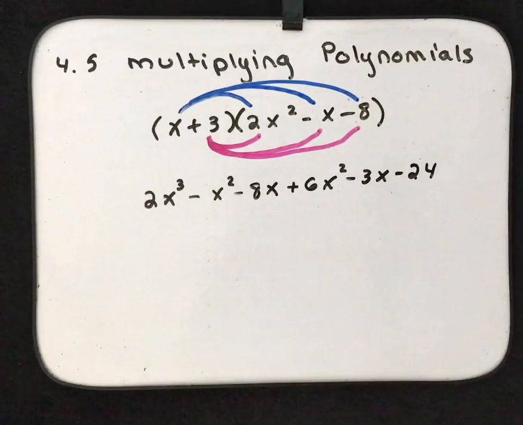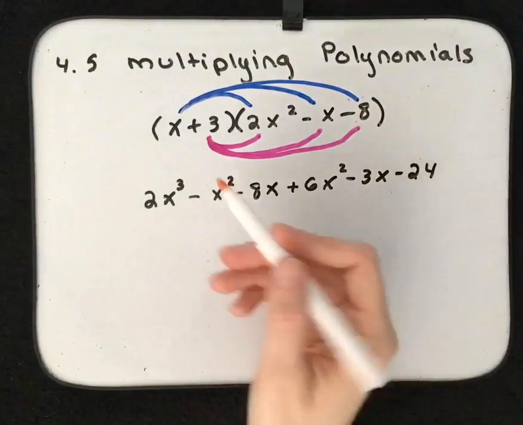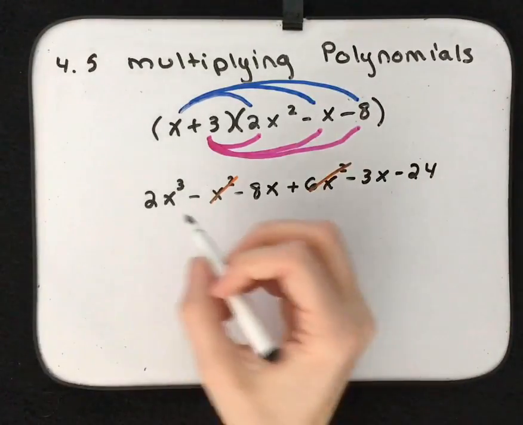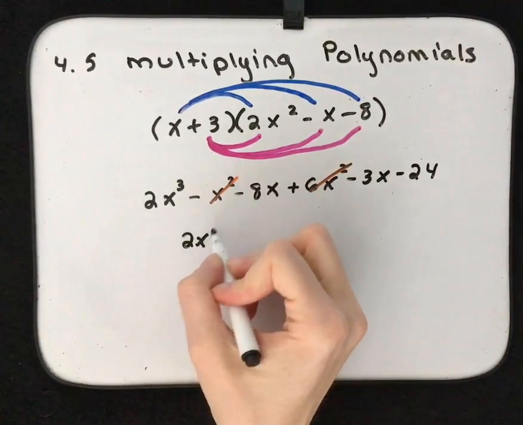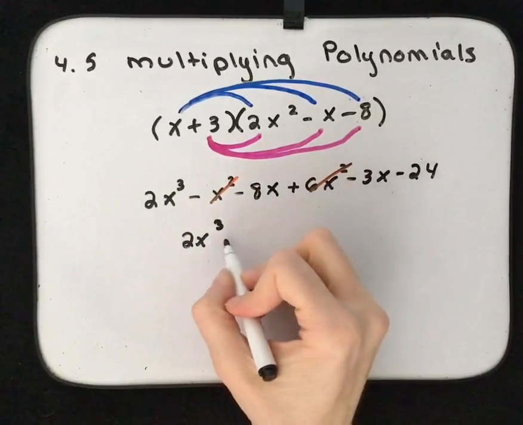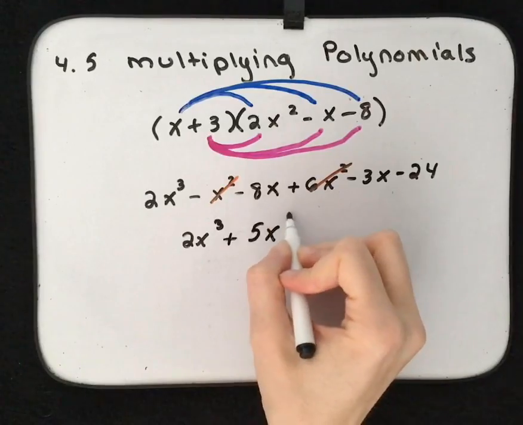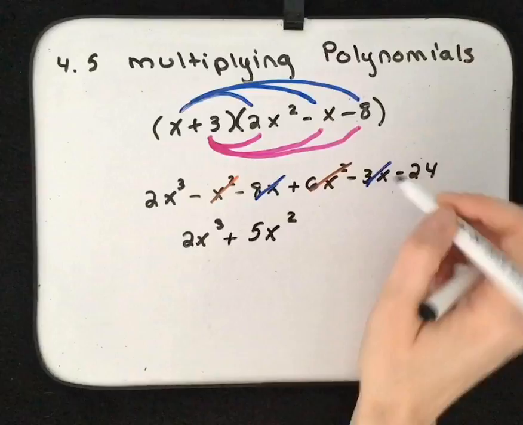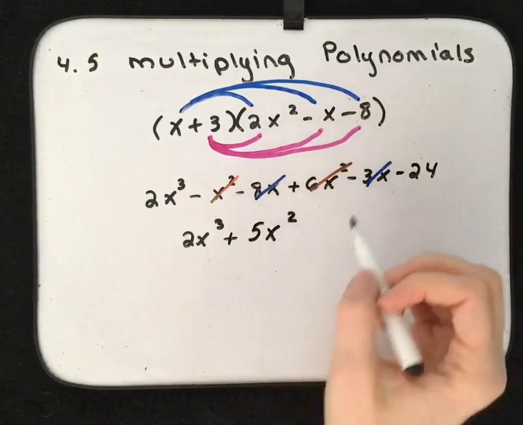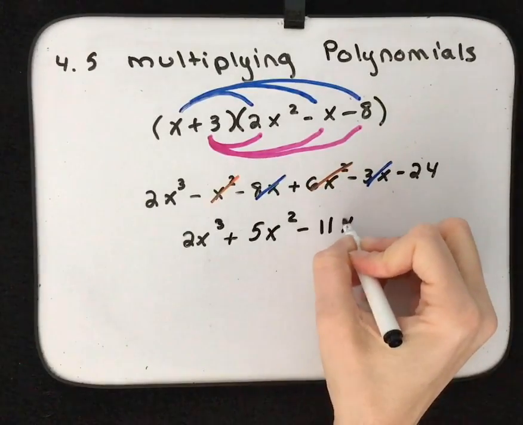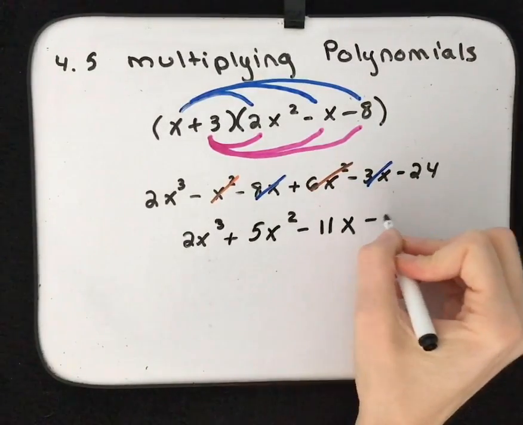And we have a couple like terms in this one that we can simplify, so let's make sure that we simplify our like terms. So here I have an x to the second, here I have an x to the second. So that's going to have our 2x to the third. We have negative 1, we have 6, so negative 1 plus 6 gives us 5. Here I have an x term, here I have an x term. So negative 8 plus negative 3 is negative 11, carry our x, and it looks like we just have minus 24.